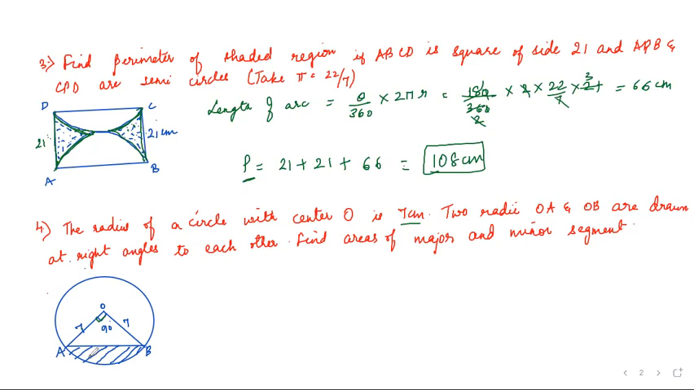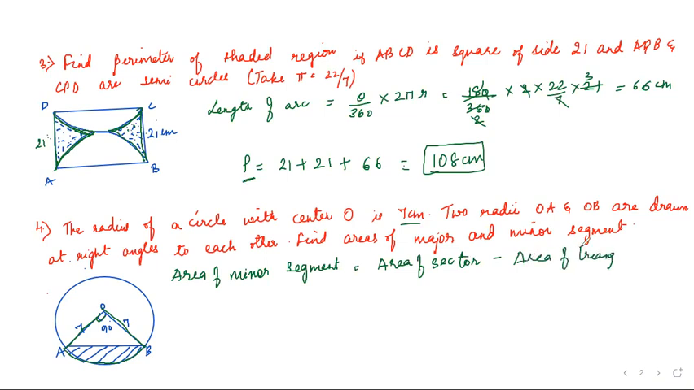So here the shaded part is basically a minor segment. So how do we find the minor segment? Area of minor segment is equal to this complete sector area. So this is the sector. So area of sector minus area of triangle. So from this sector, if I subtract this triangle, I will get my shaded part.